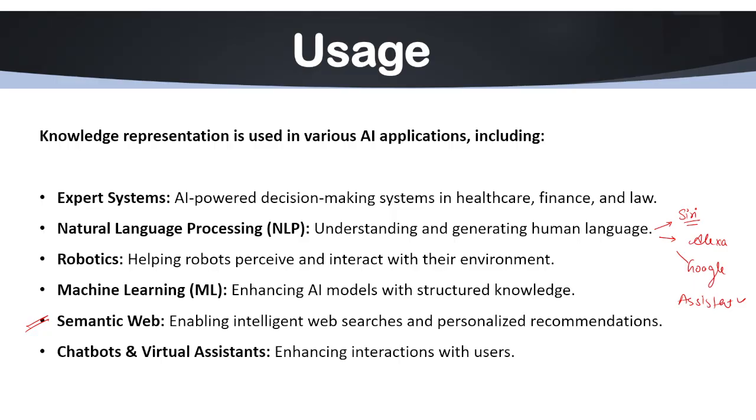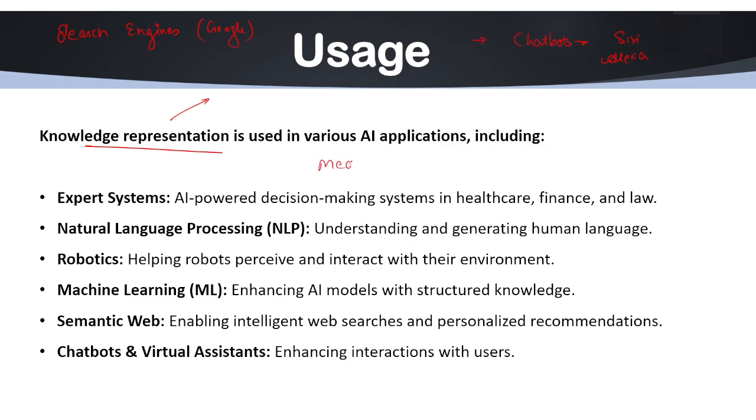Next, as we are talking about usages, where the knowledge representations are generally used, we use these in search engines like Google, right? We use these in chatbots as we have discussed, chatbots like Siri, like Alexa, all these are under chatbots. We can use knowledge representation in medical diagnosis, that is taken under expert systems. And these can also be used in self-driving cars like Tesla and many other AI applications.